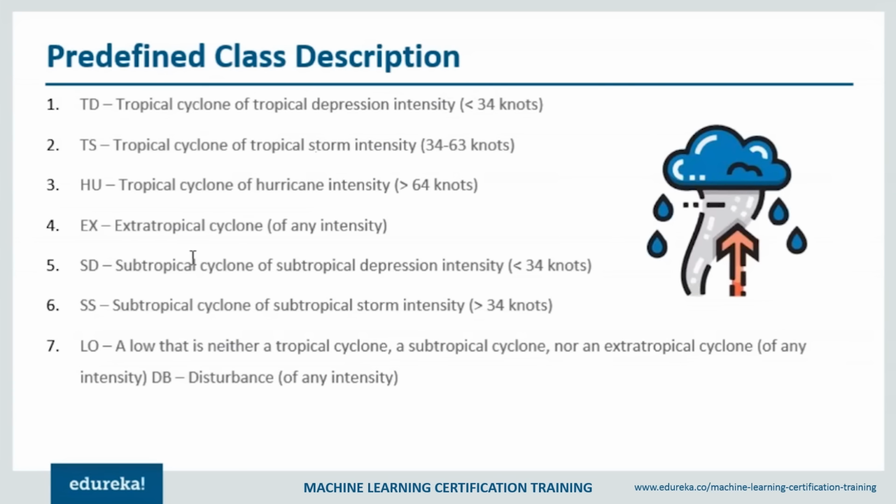The predefined classes are TD, a tropical cyclone of tropical depression intensity, which is less than 34 knots. If it's between 34 and 63 knots, it's TS. Greater than 64 knots, it's HU, which is hurricane intensity. EX is extratropical cyclone. ST is less than 34, a subtropical cyclone or subtropical depression. SS is greater than 34, a subtropical cyclone of subtropical storm intensity. Then we have LO, which is a low that is neither a tropical cyclone, a subtropical cyclone, nor an extratropical cyclone. And finally, we have DB, which is a disturbance of any intensity. Now, these were the predefined class descriptions.